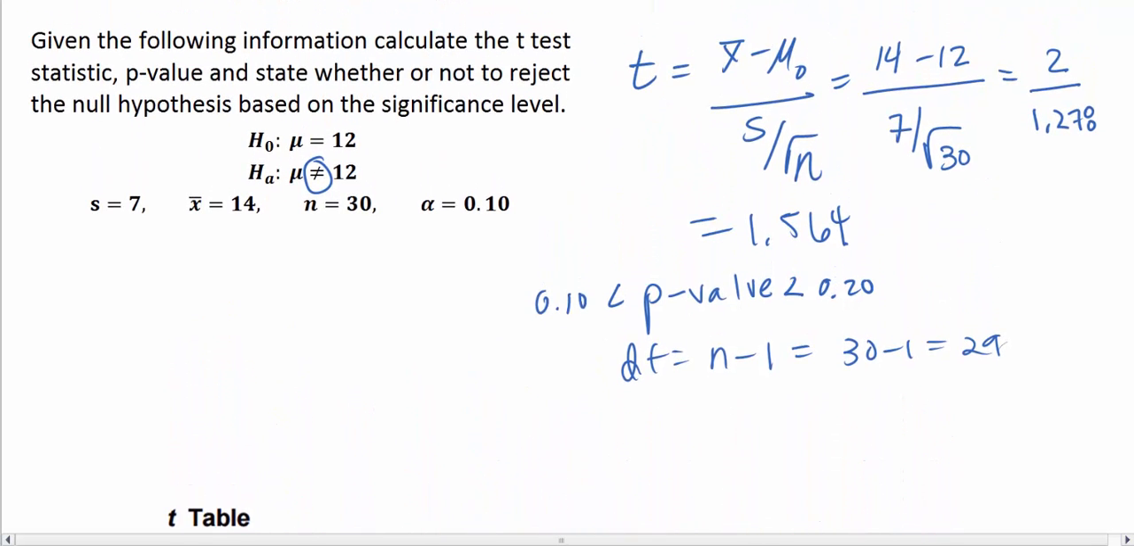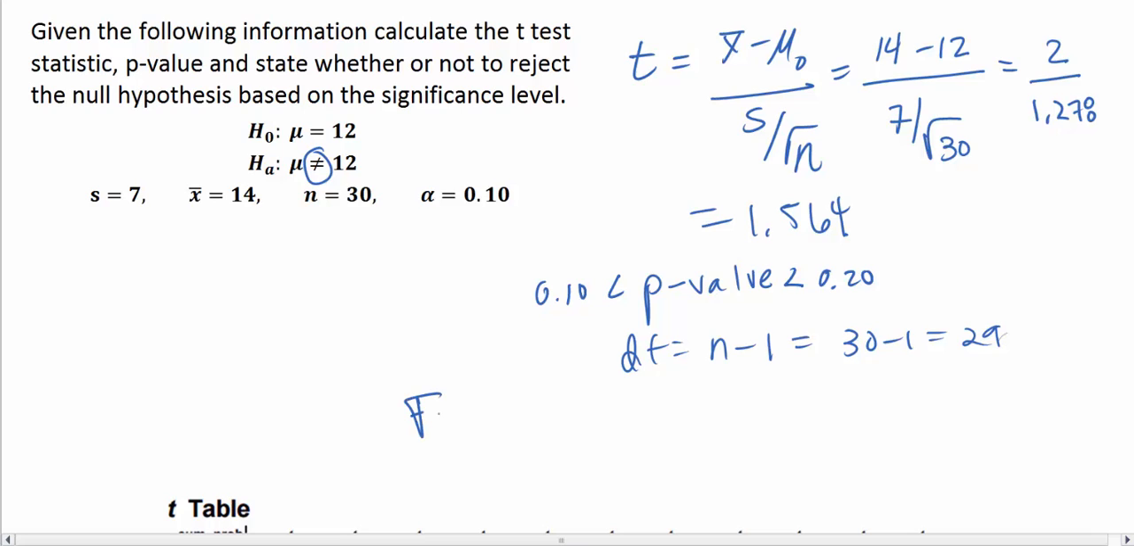And so what this means is we fail to reject the null, because our p-value is greater than our significance level. Given our test statistic was not exactly equal to the significance level of 0.10, we know our p-value is at least greater than 0.10, so we're going to fail to reject the null hypothesis.